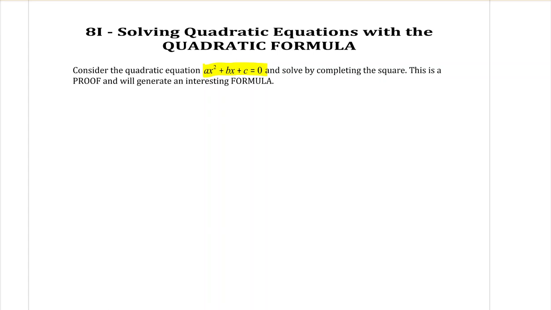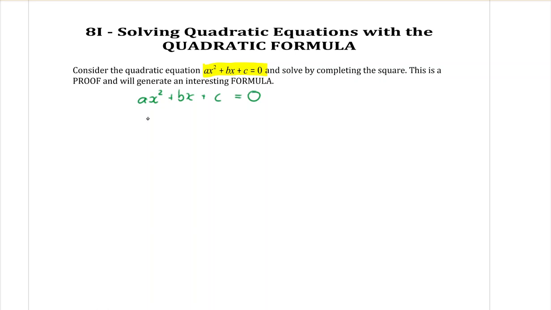Now, if I'm going to use completing the square on this formula, first of all, I do not want a number in front of that x squared. I'm going to rewrite it. Here is my starting equation, ax squared plus bx plus c equals 0. To get rid of that a out the front, I'm going to divide the whole equation through by a.